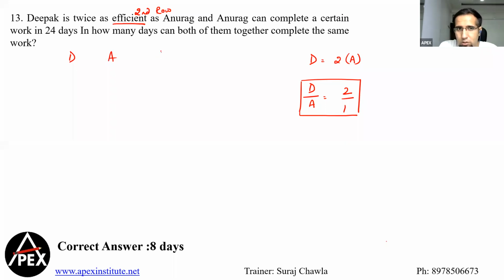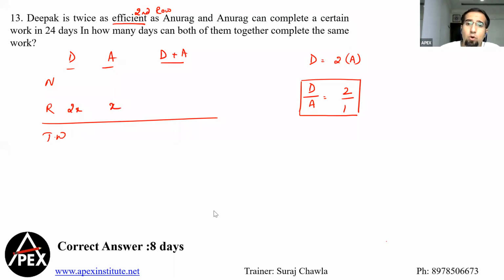Deepak, Anurag, and I want Deepak plus Anurag. Clear, guys? And the total work. So if the ratio is 2:1, I would take Deepak is doing 2x units per day, whereas Anurag is doing only x units per day. And together, if you observe, both of them are doing 3x units of work per day. Is this point clear?